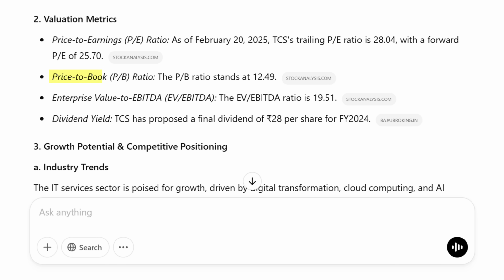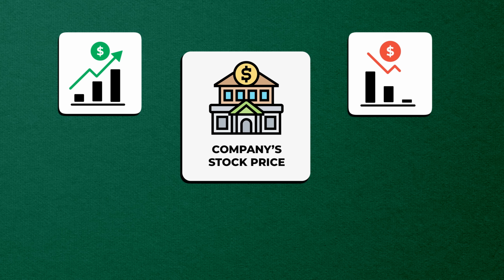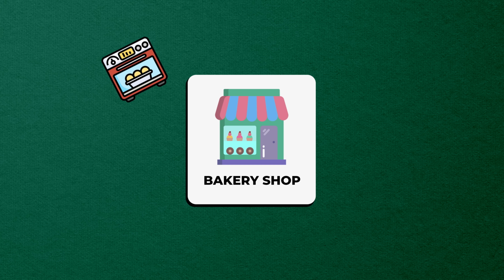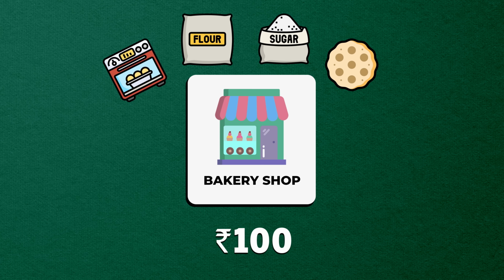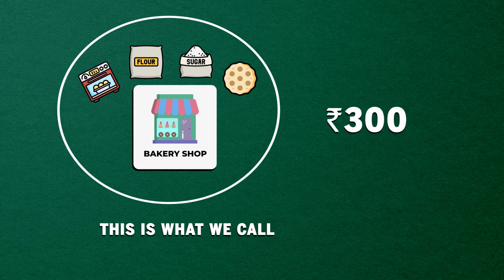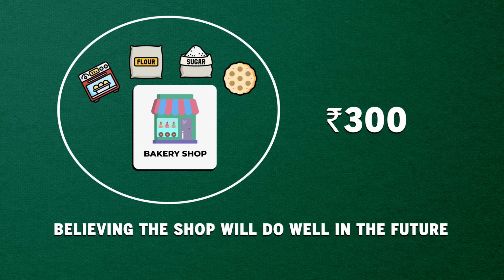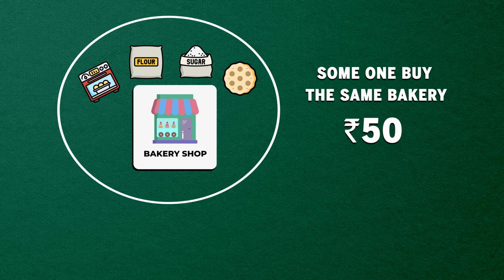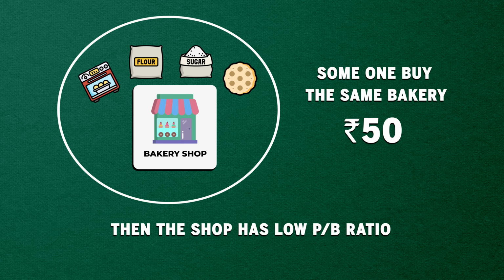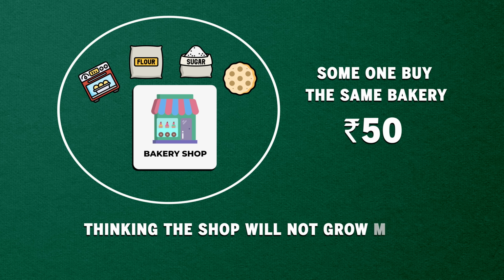Next, we have the PB ratio, which tells us if the company's stock price is high or low compared to what it owns. For example, let's say the value of a bakery shop with all the equipment and cookies it has is 100 rupees. But someone pays 300 rupees for the entire shop and its equipment. This is what we call a high PB ratio, because the person is buying the shop for 3 times the original value, believing the shop will do well in the future. Now, if someone buys the same bakery for 50 rupees, then the shop has low PB ratio because the person is buying the shop for half its original price, thinking the shop will not grow much.